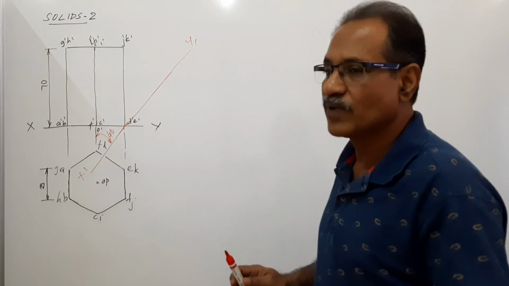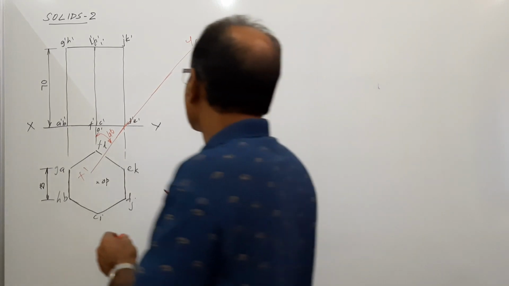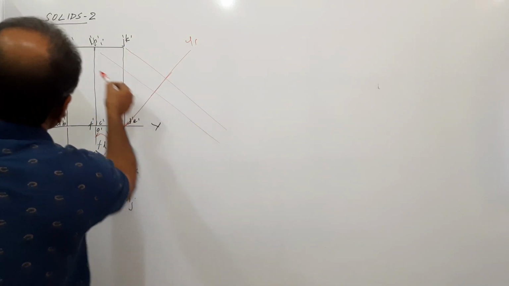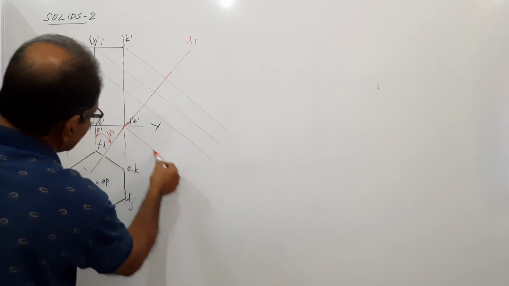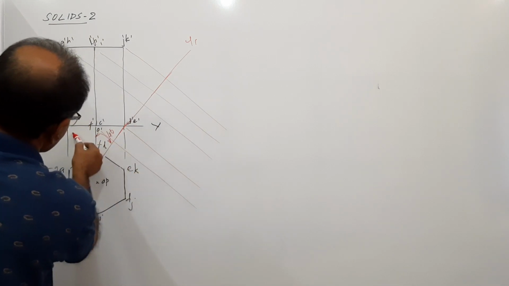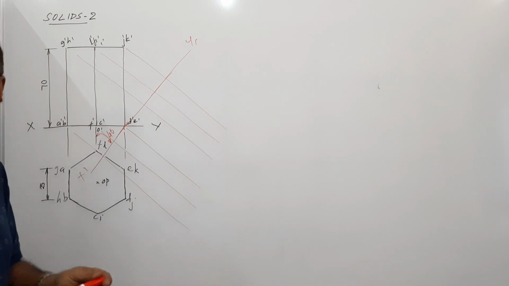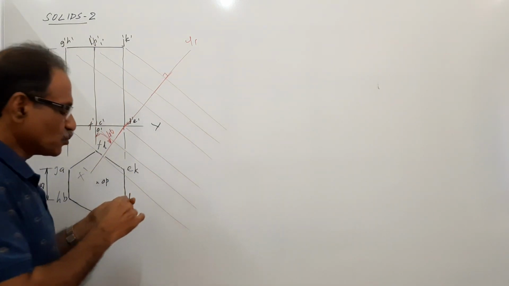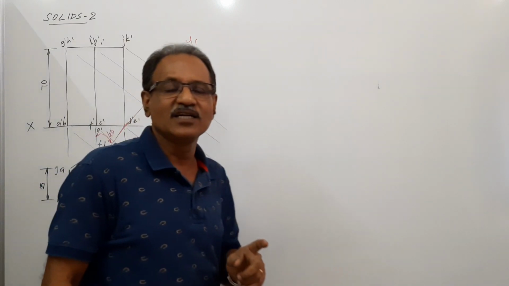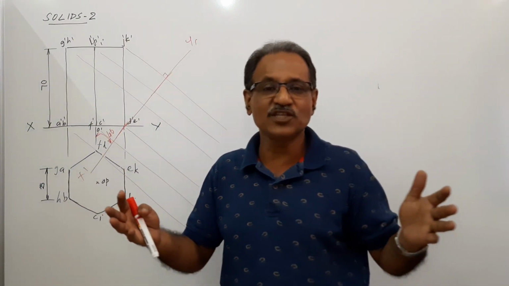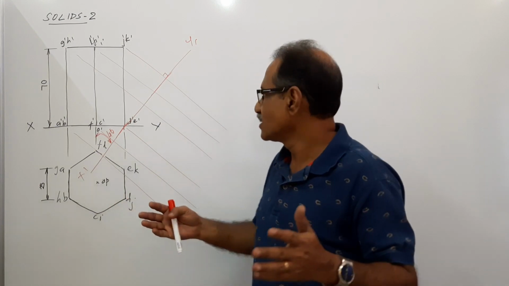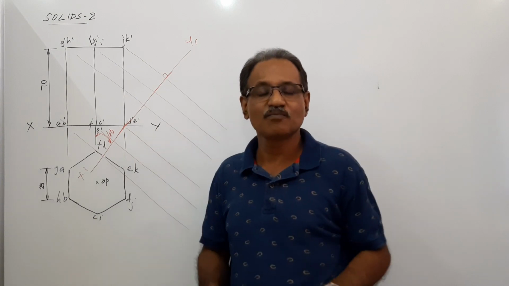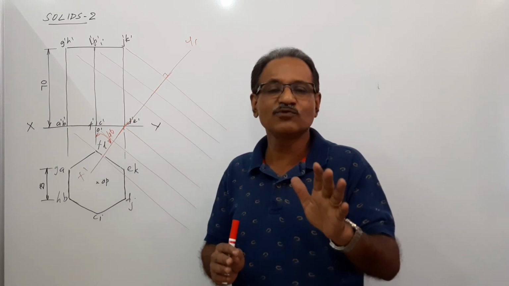Okay. Now, after drawing X1, Y1, what will you do? Draw projectors through all points in the elevation perpendicular to the new X1, Y1. You have to be extremely careful while doing this. This angle has to be 90 degrees. A small change in this angle will multiply its wrong effect. A small angle difference will magnify the mistake.